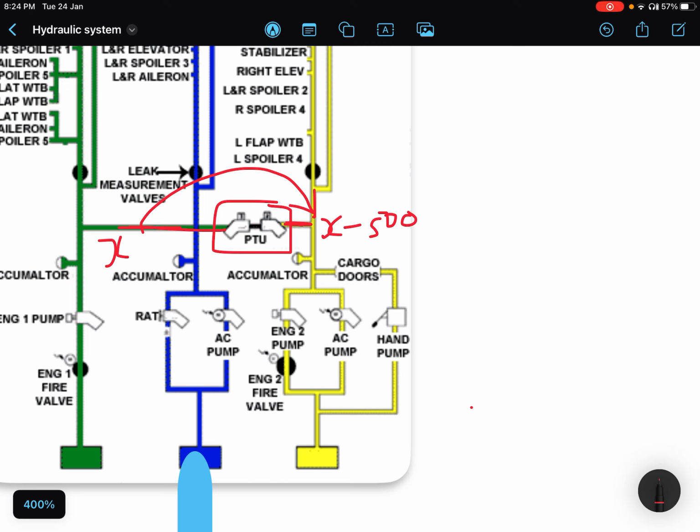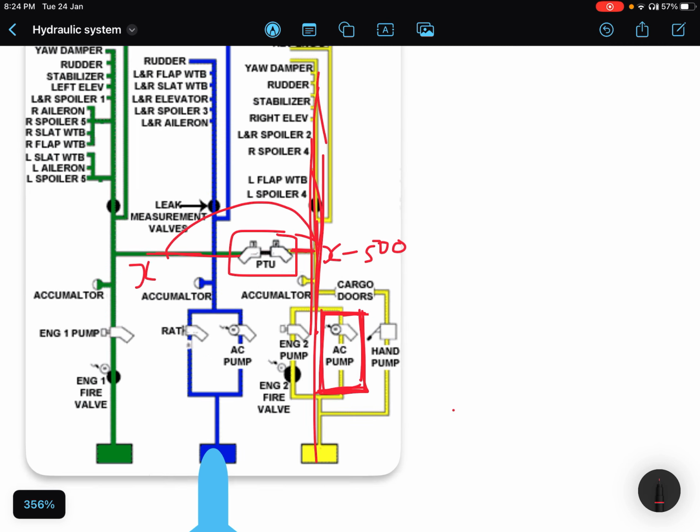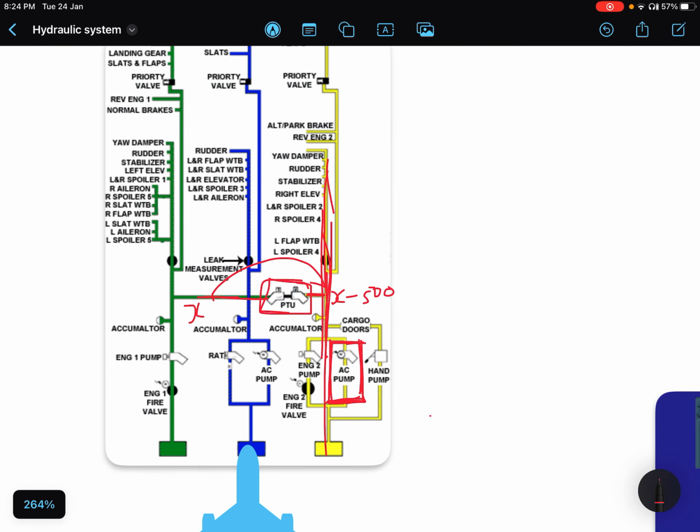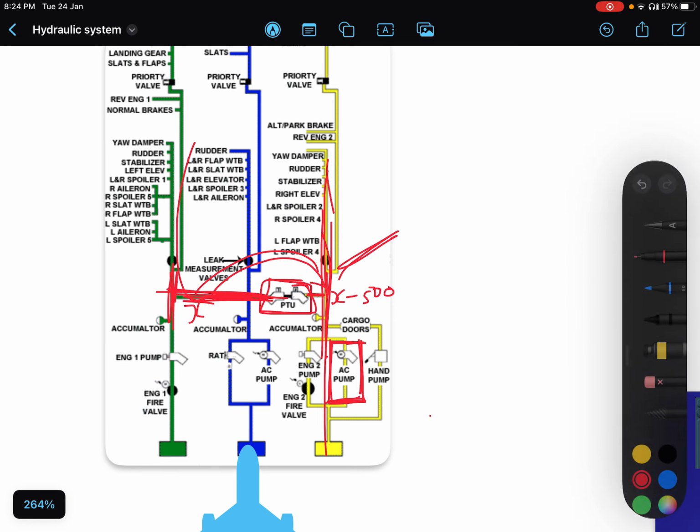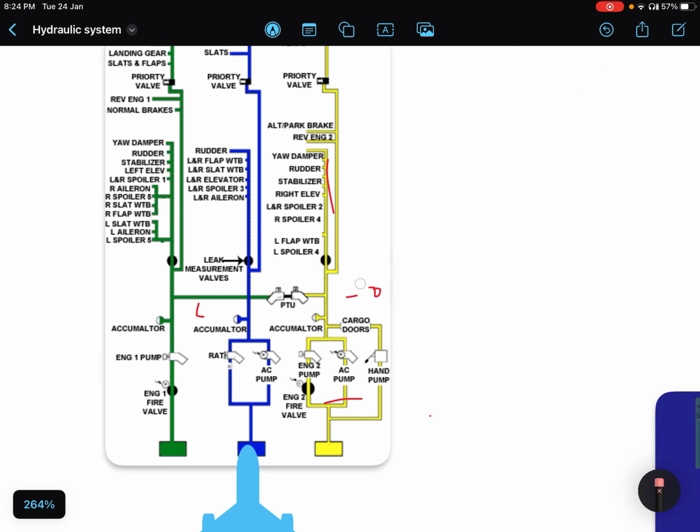We have switched on the electric motor of the yellow system. We have a switch on the overhead panel. We have started the electric motor of the yellow pump. Now this system is pressurized, the whole system is pressurized. Then this PTU enables the green system to be pressurized, because this system has pressure and the green system doesn't. So it will pressurize the green system and the green system will start working, right? I hope it's clear now.